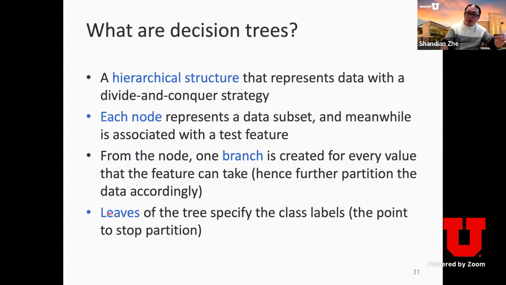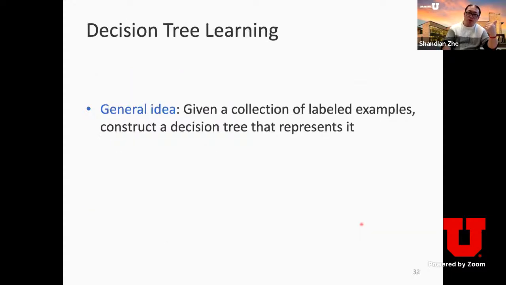The nodes at which we stop are called leaves. Only at the leaves of the tree do we give the label of the class we want to predict. And the leaves, as I just said, are the points where the partition stops. So this is just a general definition of decision trees, and we'll see a concrete example.